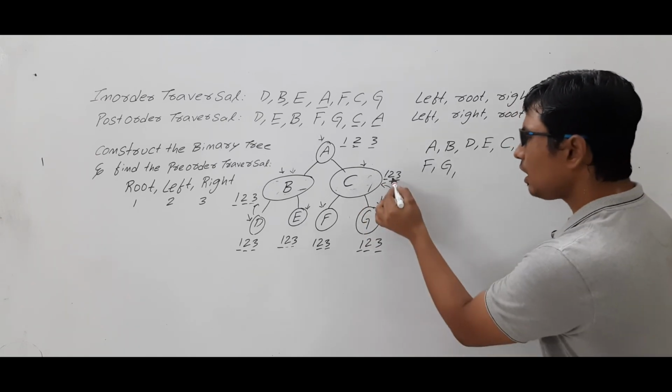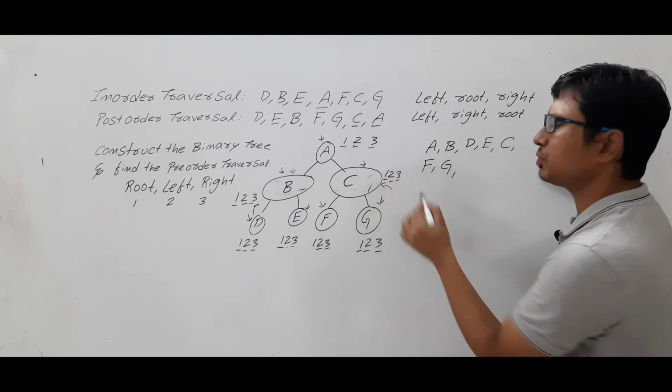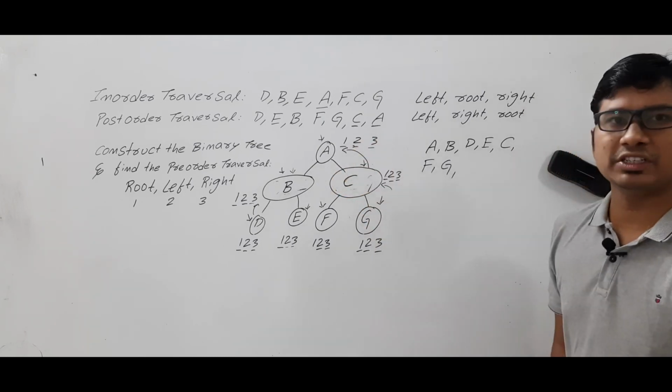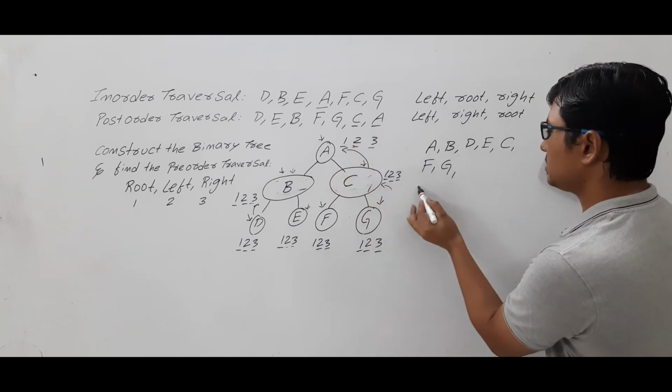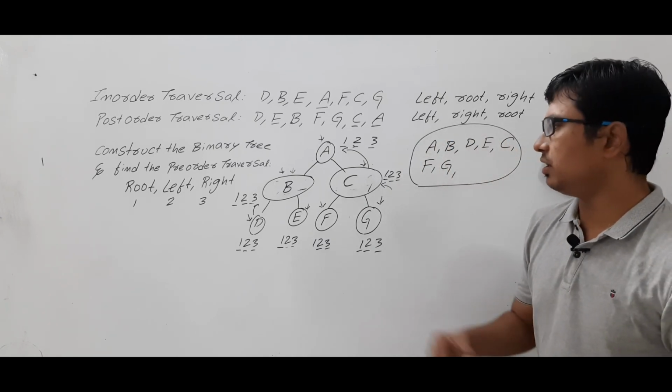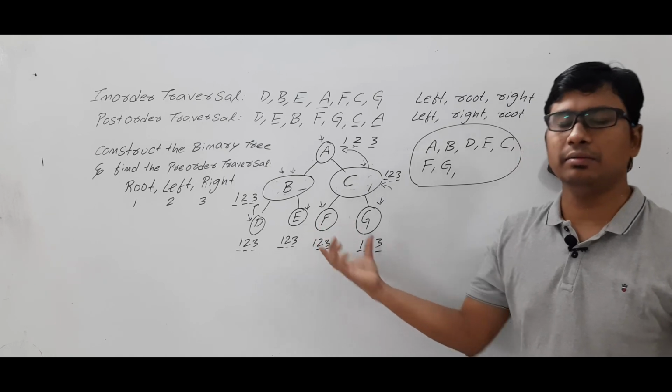Now you have executed step 1, step 2, step 3. You will come back here. Again you have executed step 1, step 2, step 3. So this is the pre-order traversal from the given or constructed binary tree.